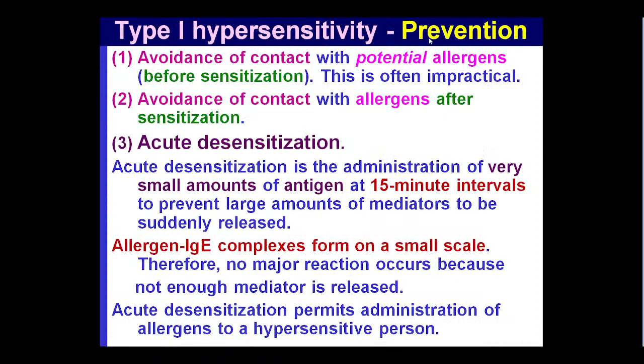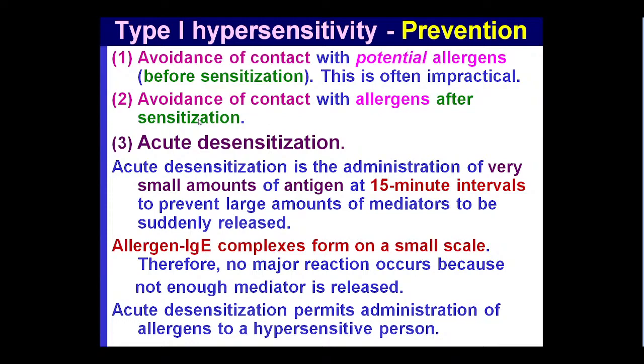Prevention of anaphylaxis. Prevention of anaphylaxis consists of many possible manipulations. First of all, avoidance of contact with the potential allergen before sensitization. But this principle is often impractical. Second point, avoidance of contact with the known allergen after sensitization.